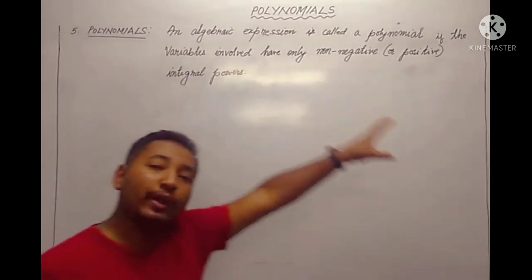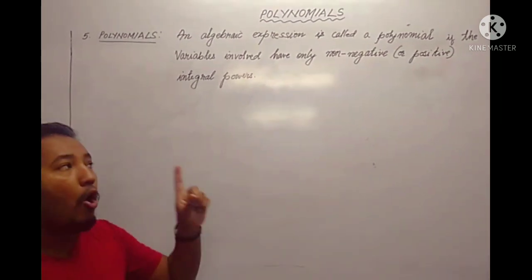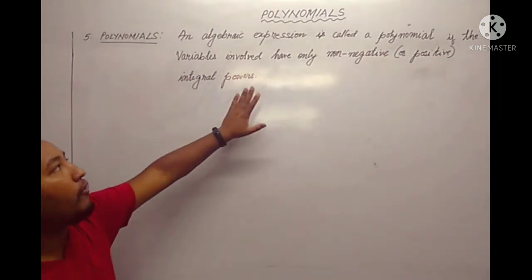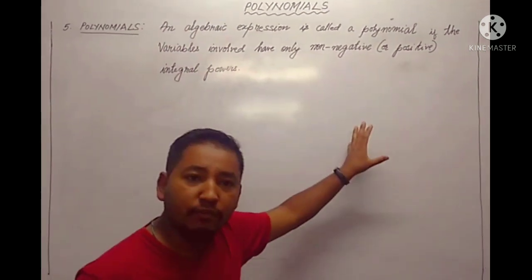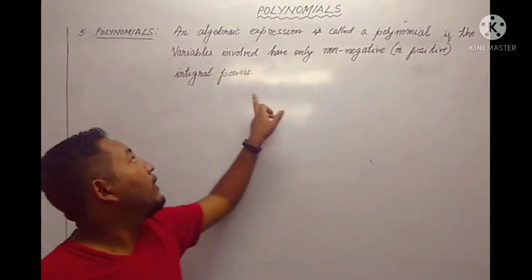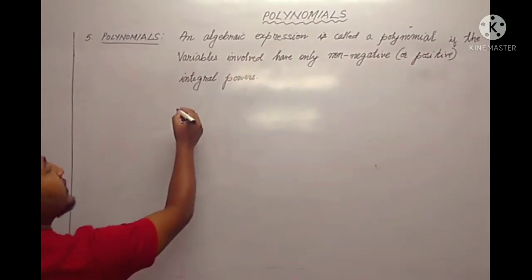A polynomial is also an algebraic expression, but the powers of the variables involved in that algebraic expression must be positive and integral powers. What does it mean? Let us learn through an example.